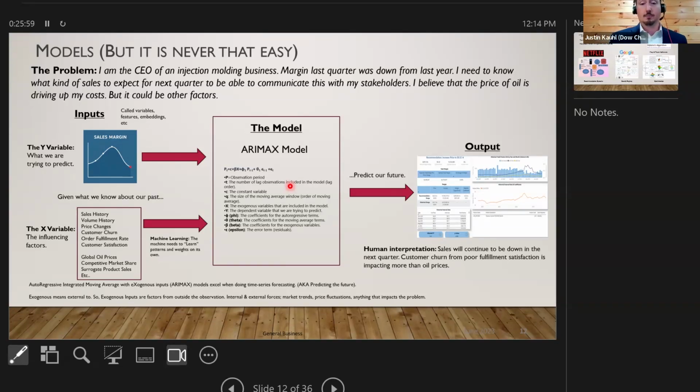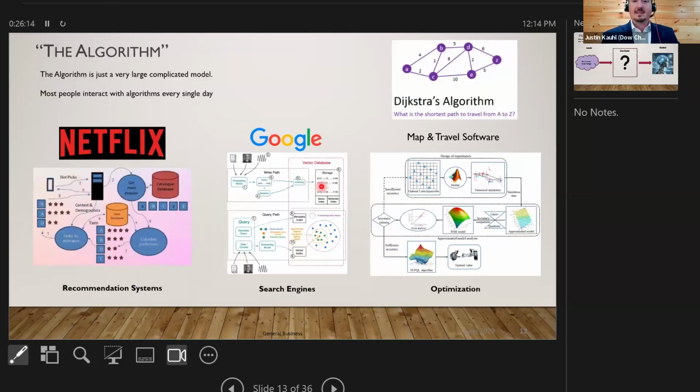What's actually causing your poor sales is customer churn from poor fulfillment satisfaction that we can get off of the residuals off of each one of the X variables that we put in there. So we can see the influence of each individual factor when we do something like this. That said, the algorithms do get quite a bit more complicated even than that. These were pretty simple examples just to ground you on the idea of data science.